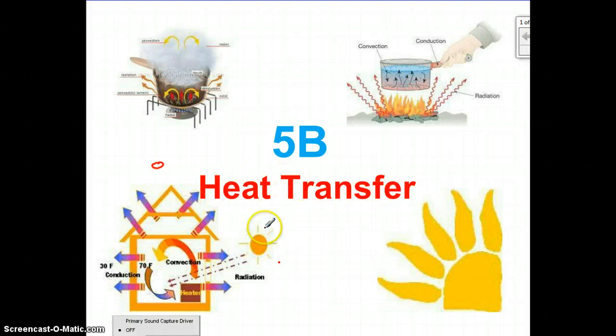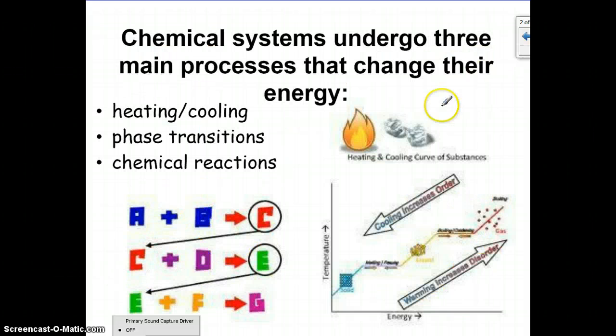In this podcast, we're going to talk about heat transfer a little more in depth. There are three different ways that chemical systems can change energy: heating and cooling, phase transitions, so going from one state to another, and chemical reactions. We're going to study these three things, and because they are three different ways that a system can undergo a change in energy, there will also be three different ways to solve them.